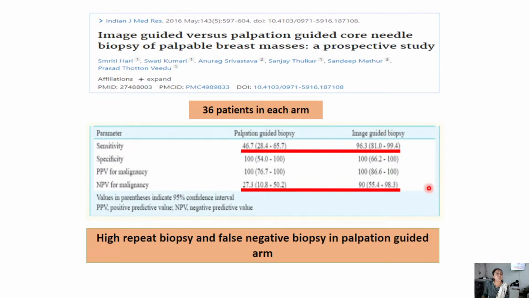The results were path breaking for our institute, because image guided biopsy showed significantly improved sensitivity and NPV for detection of malignancy. Palpation guided biopsies were associated with a high rate of repeat biopsy and false negative biopsy rates. The reason was that on palpation, it is difficult to ascertain whether the lesion is cystic or solid, and how big the actual lesion is in contrast to the surrounding inflammation.